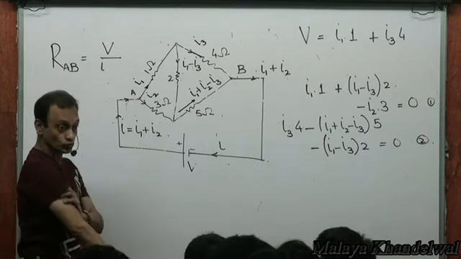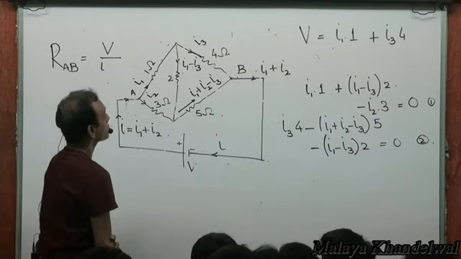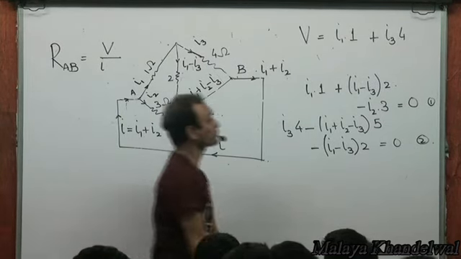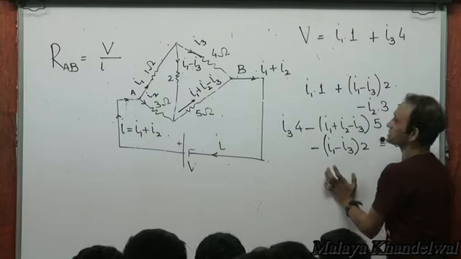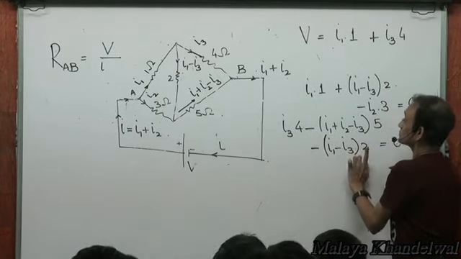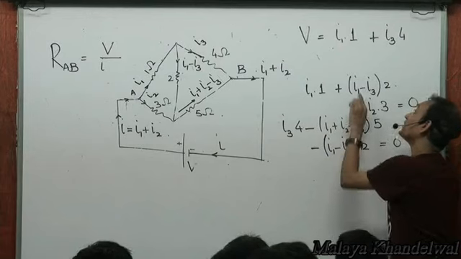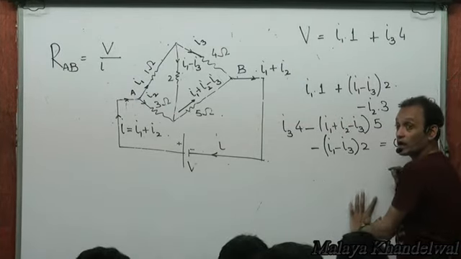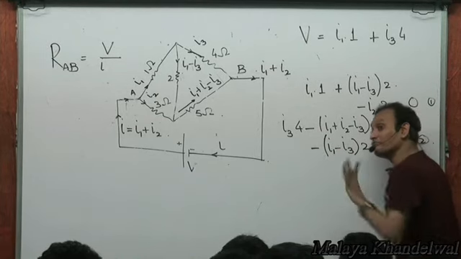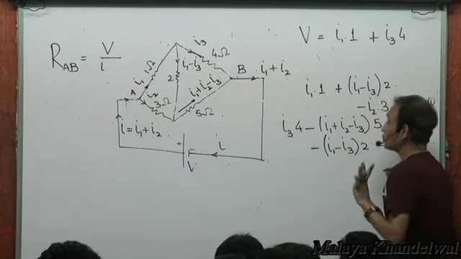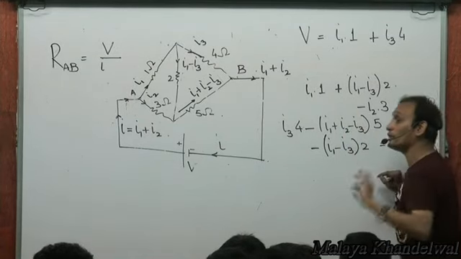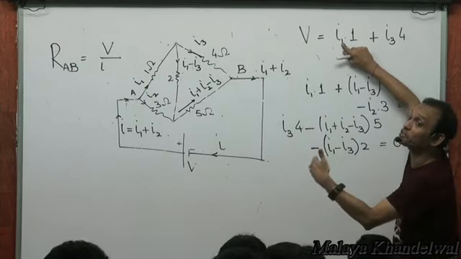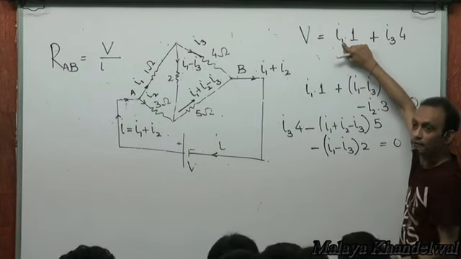Now realize that if you look at these two equations, can I solve for I1 and I2 in terms of I3? Yes. I can solve for I1 and I2 in terms of I3, right? So I1 and I2 are known in terms of I3. So I1, for example, will turn out to be some constant into I3, right?